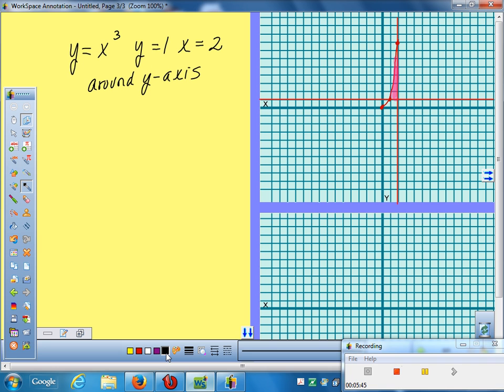My rectangle has to be parallel. Is my rectangle vertical or is my rectangle horizontal, to be parallel to the y-axis? We are going around the y-axis, so I am going to be vertical, up and down.